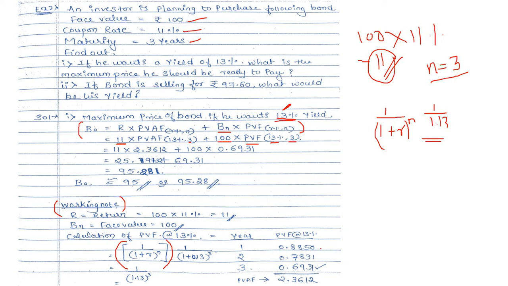Okay, so that is 0.88495, so we'll round off to 0.8850. I hope everybody is getting the same value in your calculator, 0.8850. We round off to that. Next, this is the value for the first year.